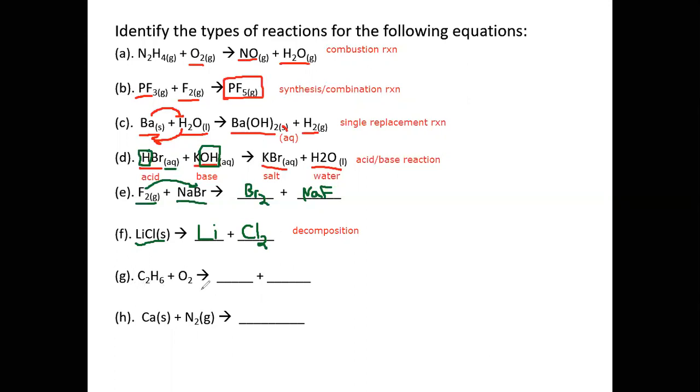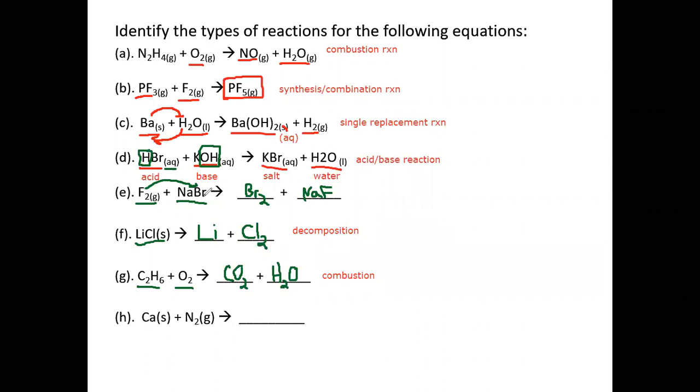In G, we have some compound plus oxygen, which gives us two products. The fact that we have oxygen and another compound is a good indication that we'll be dealing with a combustion reaction. For combustion reactions, if we're dealing with a carbon and hydrogen-based fuel, our products are going to be oxides of carbon and hydrogen. So it'll be CO2 and H2O. Because again, we're dealing with oxygen and another compound, and it gives us two products, we can be fairly certain that this is going to be a combustion reaction as well.